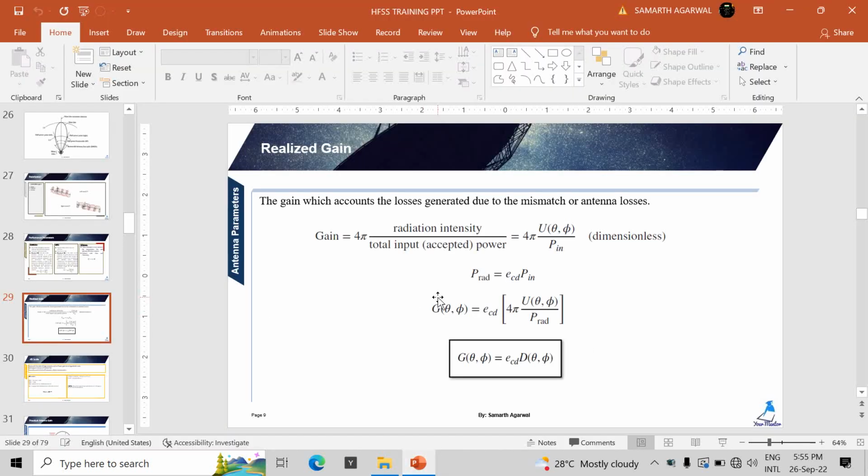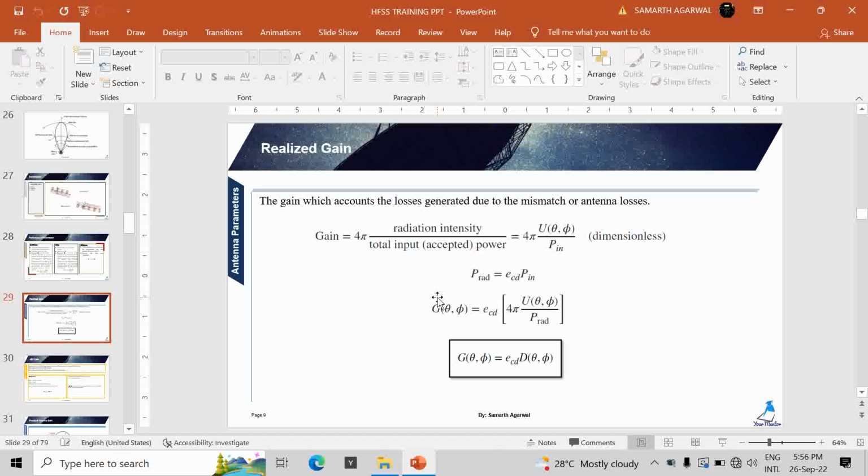So we were discussing the relationship between the gain and the directivity as well. We have started with the realized gain, whatever we are seeing in the normalized gains. In that case, losses are not accounted for, these are not counted at all, and these are ignored, as you can say.